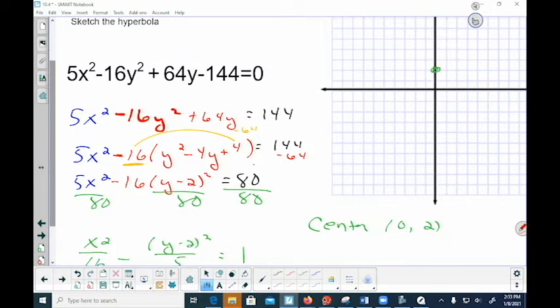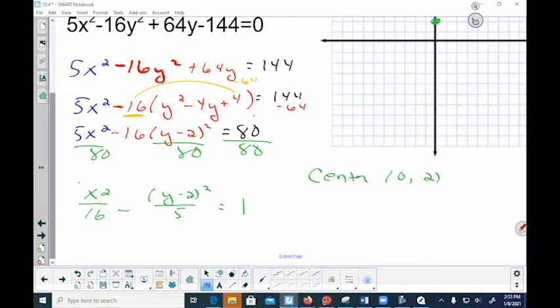I'm going to plot that point now. Based on the fact that the x is squared and it is positive, I know that everything's going to happen on a horizontal axis. So I know that my branches are going to open left to right. I know that my a is going to be the square root of 16, so my a is going to be 4. I know my b is going to be the square root of 5.